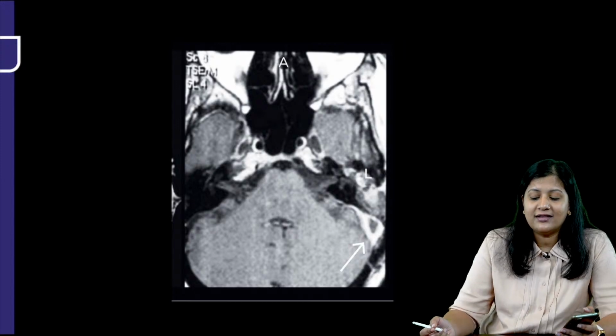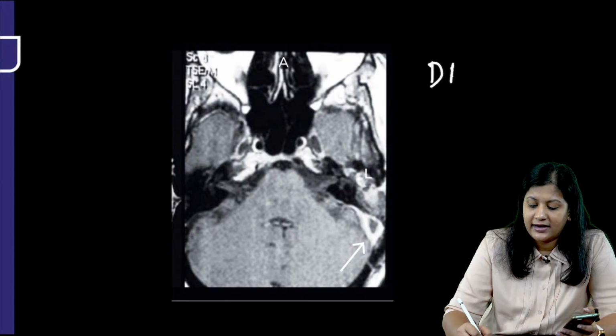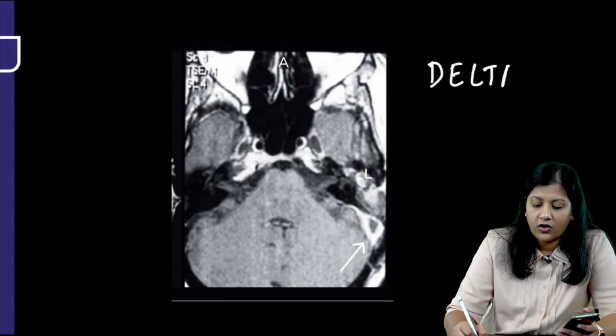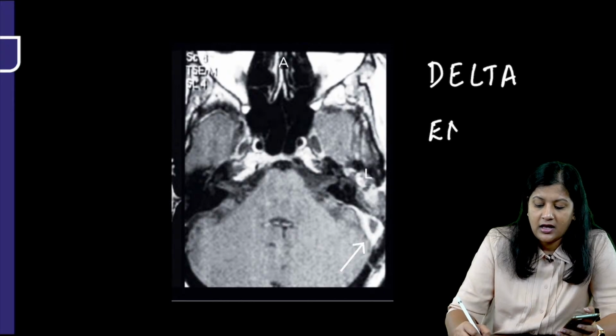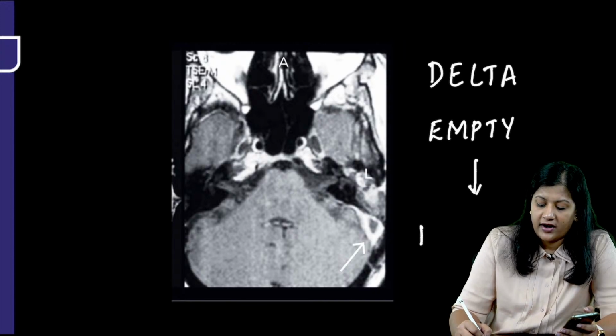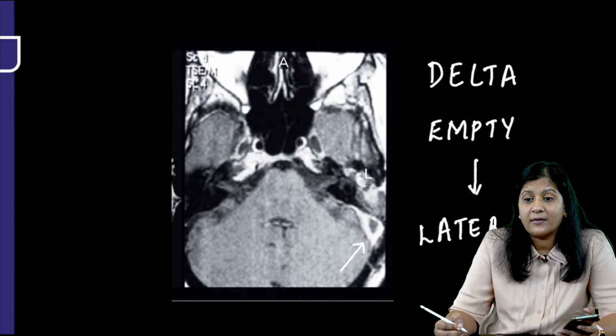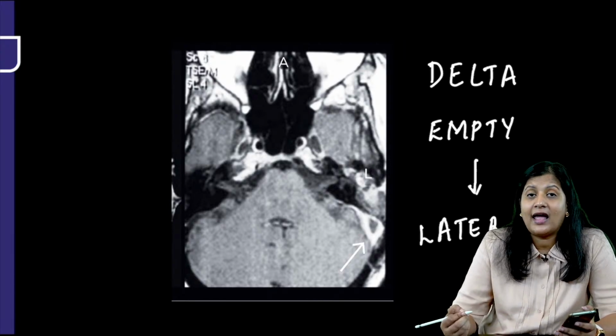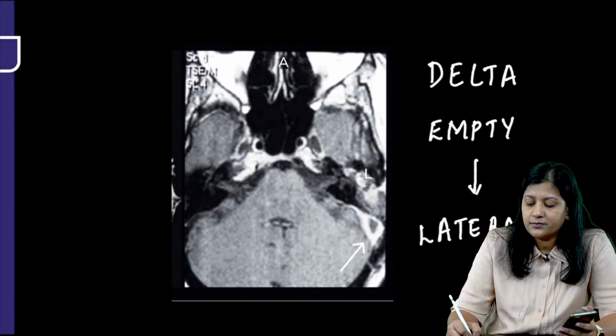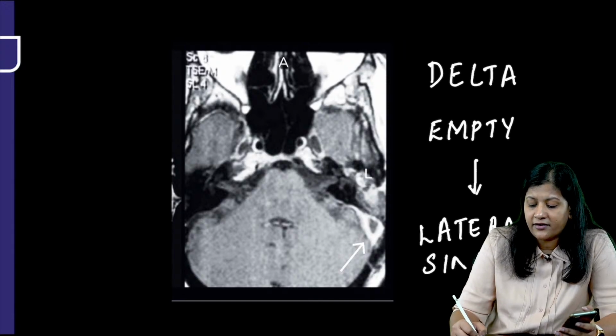Yes, so here this sign is called the delta sign, or also called the empty delta sign. This delta sign or empty delta sign is seen in a condition called lateral sinus thrombosis. Yes, you can also get it in other sinus thromboses, Dr. Aman, but when we talk of ENT and CSOM and its complications, we will see it in lateral sinus thrombosis, which is also called sigmoid sinus thrombosis.